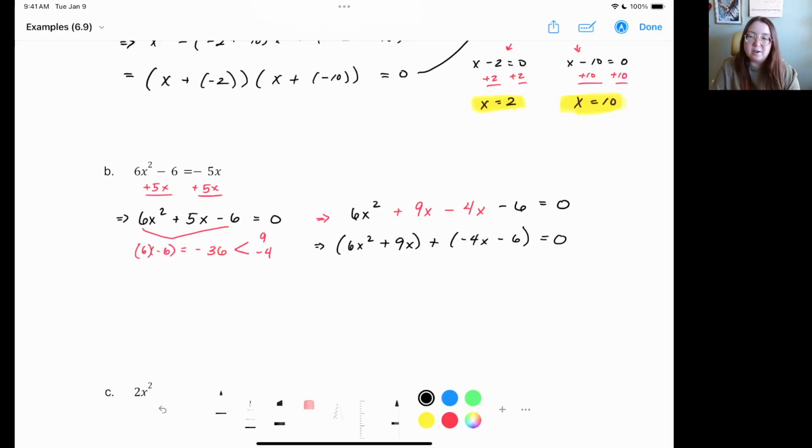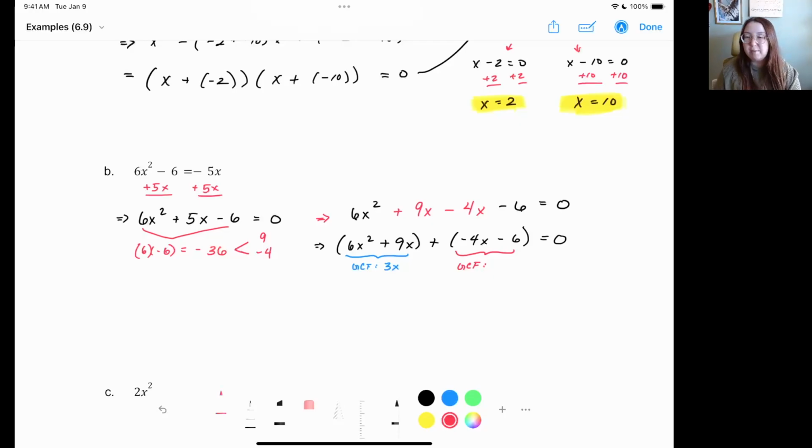Now we're going to factor out our greatest common factor. So we're going to find the greatest common factor for the first binomial and for the second. So for the first binomial, we have 6x squared and 9x. We can definitely take out an x, but we also notice they're both divisible by 3. So we're going to take a 3x out of both.